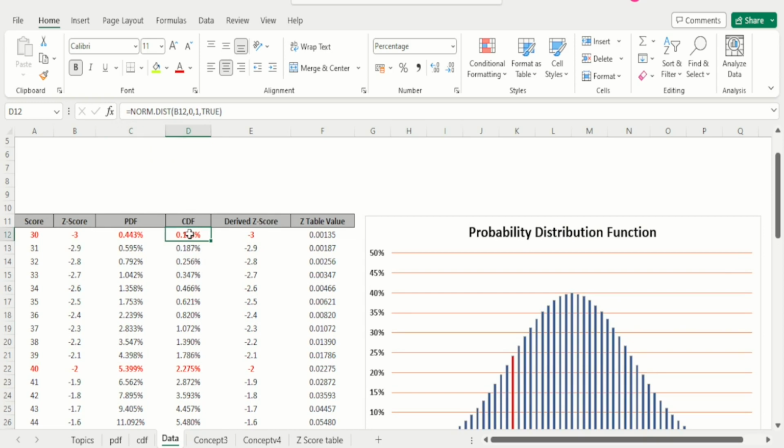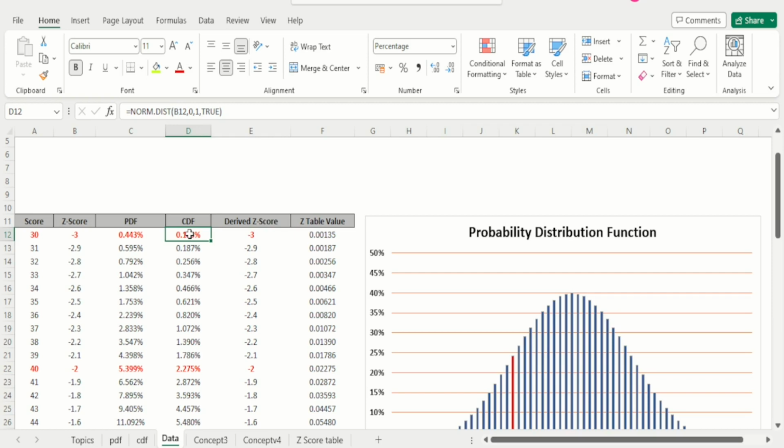Now, CDF is not something that we have covered before, except for the brief introduction to it that we looked at the first page. So within CDF, remember that the CDF is primarily used for continuous data. The way it is applied in function format in Excel is Norm.dist. The first parameter, or B12, as you can see here, is the value of X. The second parameter is the mean. The third parameter is the standard deviation.